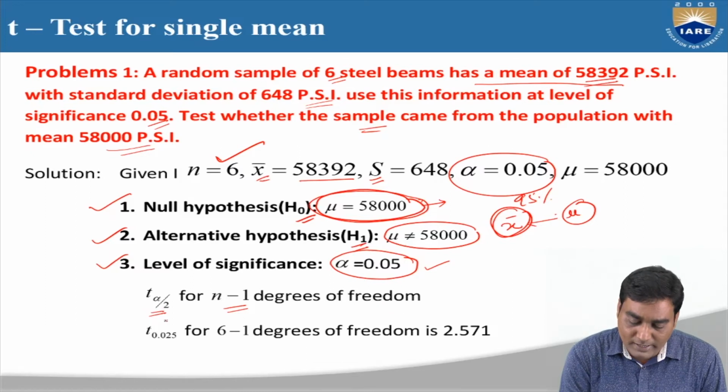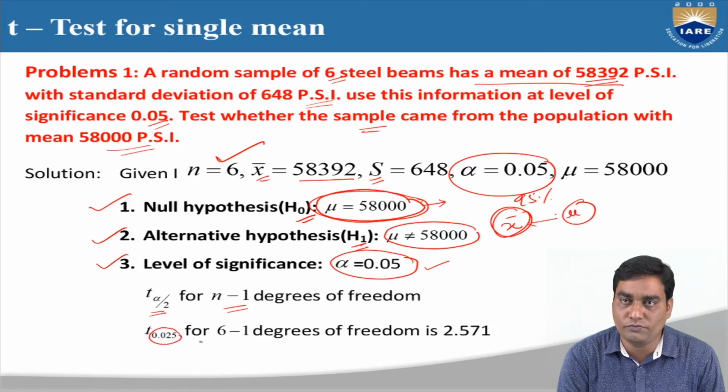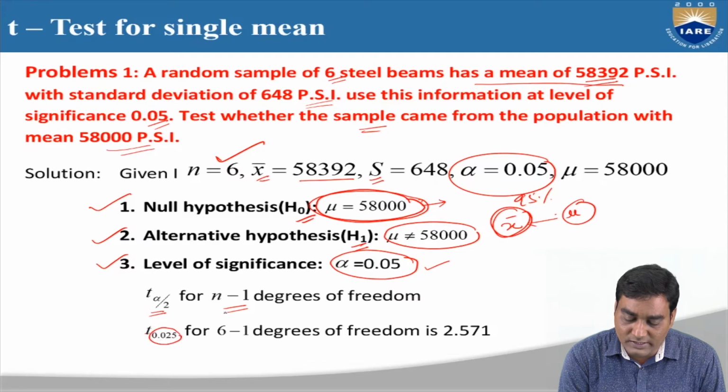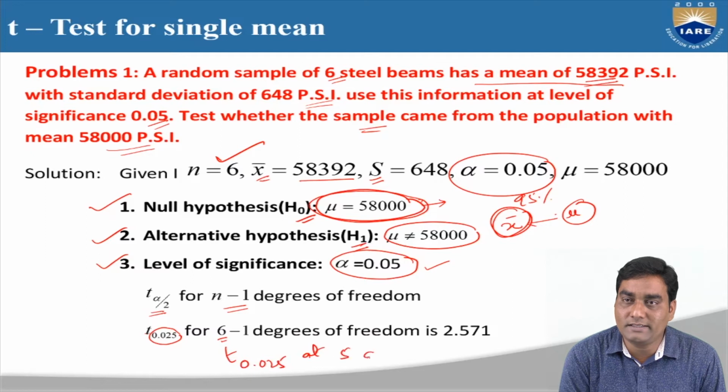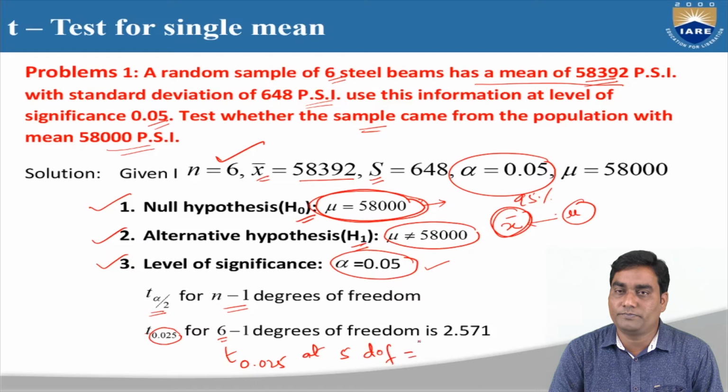See, t alpha by 2, where alpha is given, alpha by 2 means 0.025. So we require t 0.025 value for n-1 degrees of freedom, where n equal to 6 minus 1. That means we require t 0.025 at 5 degrees of freedom. This value we require from the t distribution table. I will show you the t distribution table now.